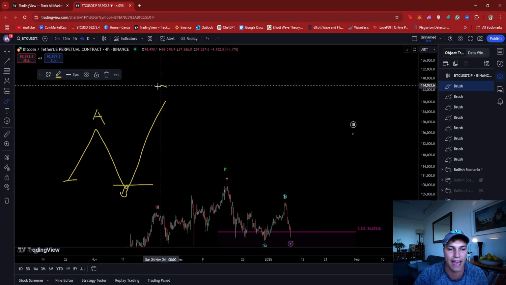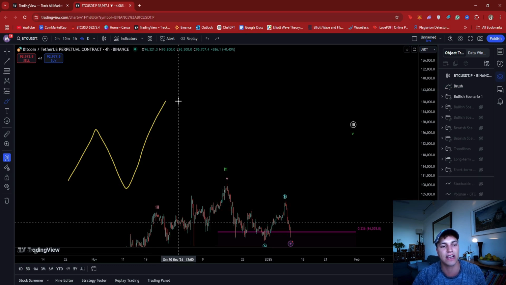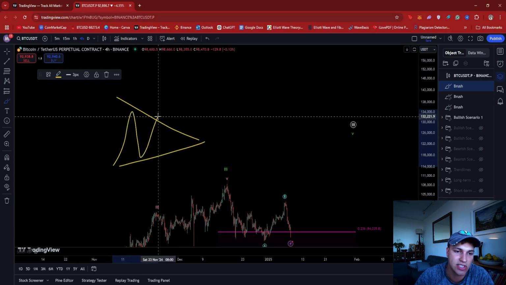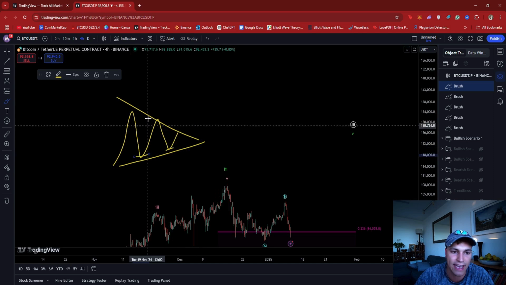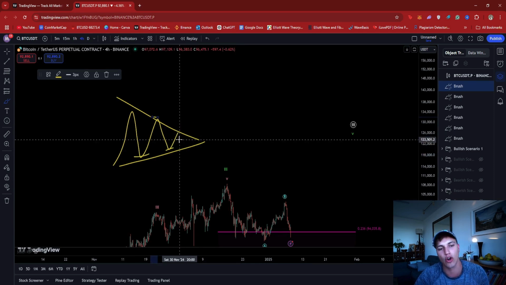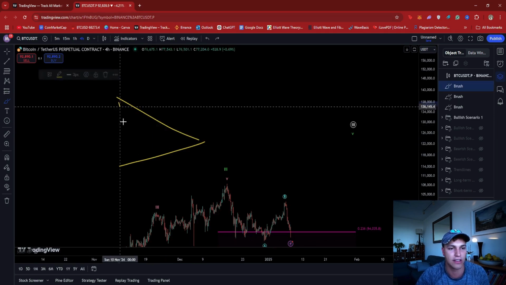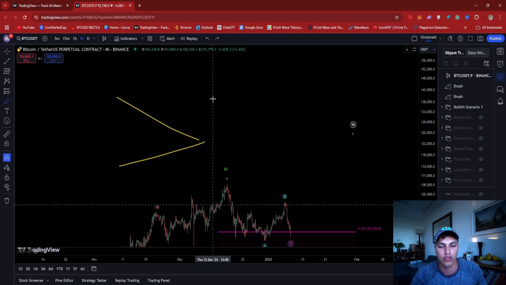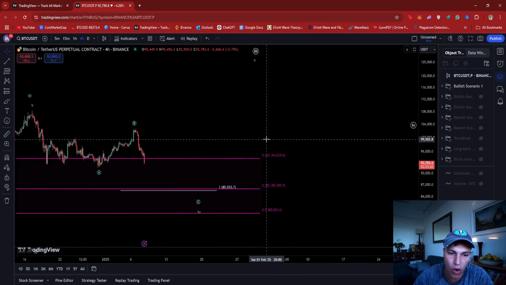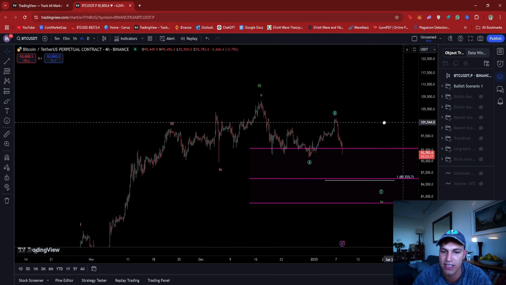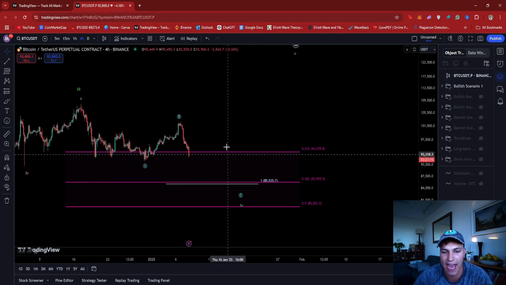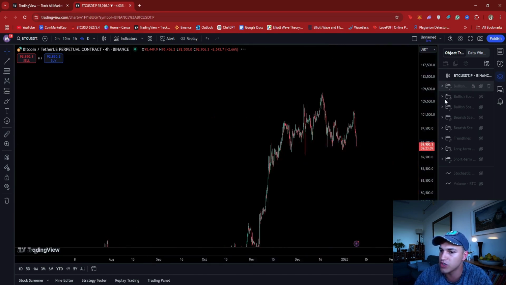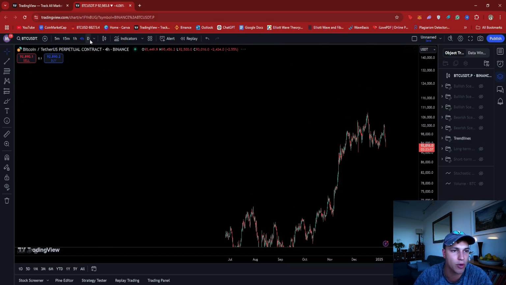B, followed by a C, or we could have something along the lines of a triangle, so where we have an A, B, C, D, E, not taking the high any time here, and then following up with that wave 5 to the upside. At the moment, we are not forming any triangle that I see here, but we are looking at this ABC standard structure.